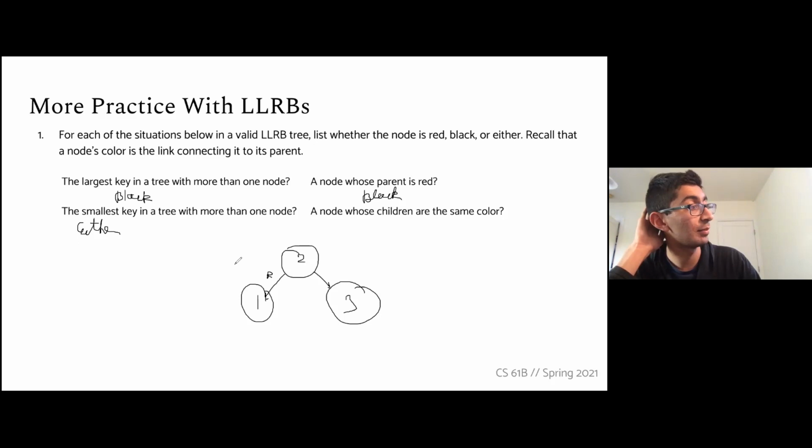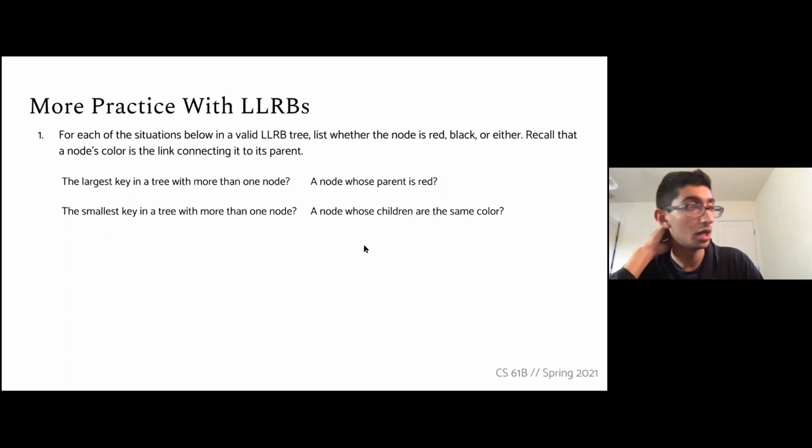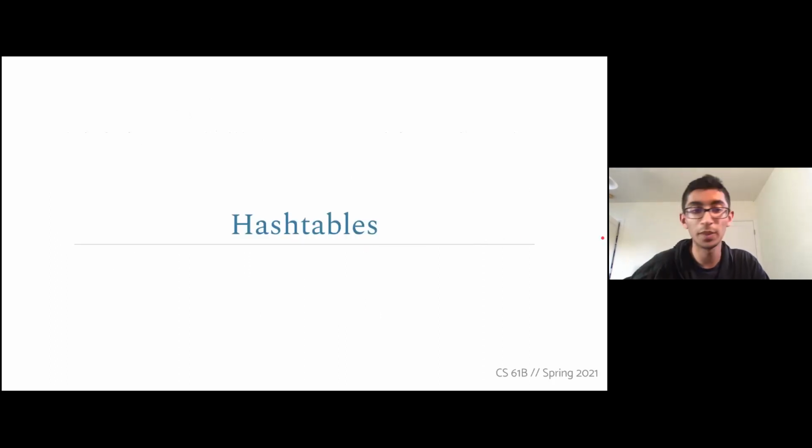So let's see. This example that I've drawn on the slide is an example where it's red. And then obviously, if I just drew, let's say 1, right? This is technically a black edge because the root is technically black. Okay. A node whose children are the same color. Yeah, it's also either. A node with 2 children the same color can either be red or black. Okay, so that should conclude left-leaning red-black trees.